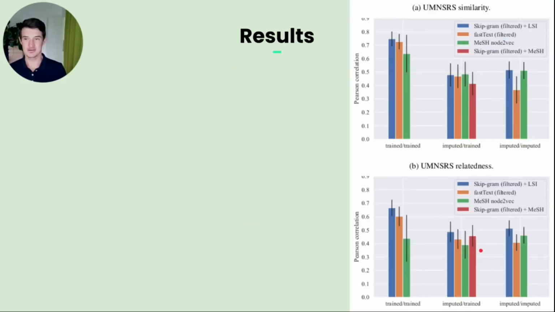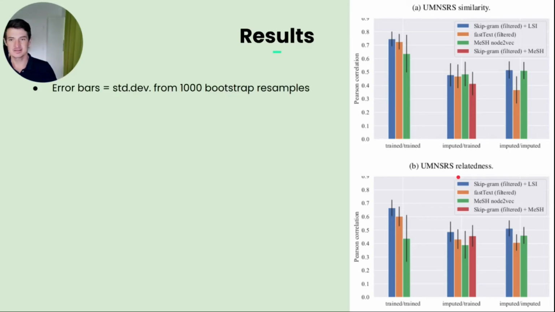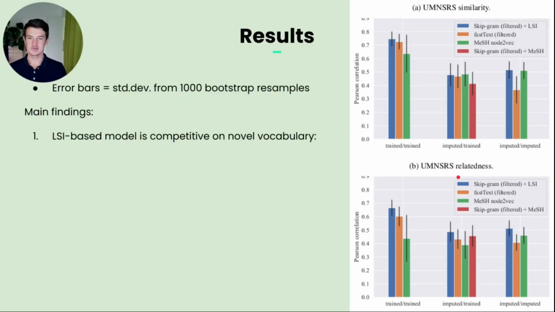Here we show the results of our experiments. We show the Pearson correlation between the human and embedding-based scores for each of the different models and for the different word pair subsets, both for the similarity test set on top, as well as for the relatedness test set on the bottom. The error bars are the standard deviation from 1000 bootstrap resamples of the test set. What we find is that the representational power of LSI on novel vocabulary is competitive.